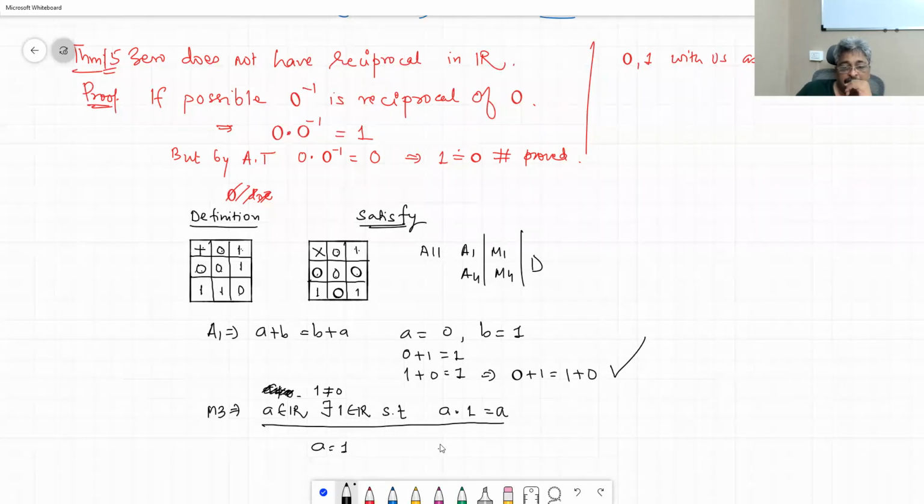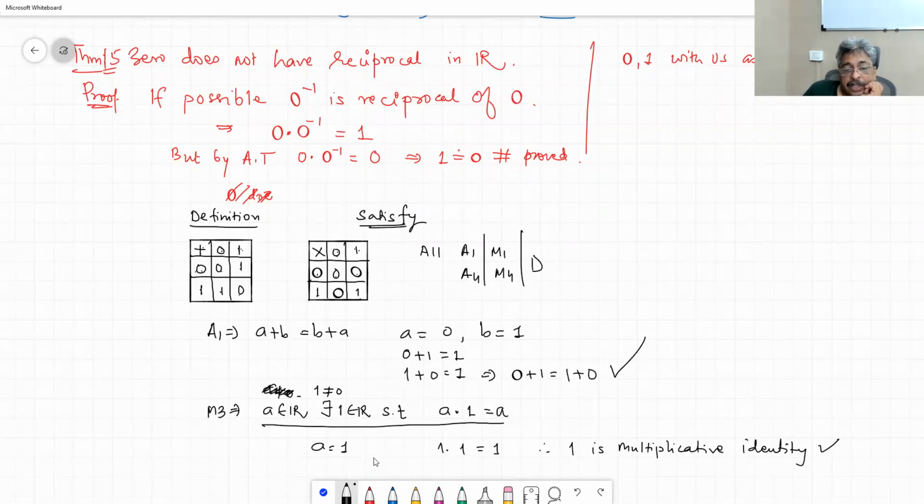Then we put it over here. 1 into 1 is equal to 1. Correct. Therefore 1 is the multiplicative identity. So M3 goes through. Yes or no?